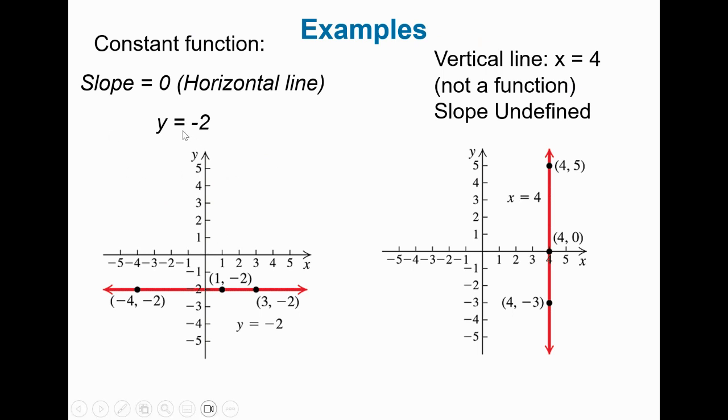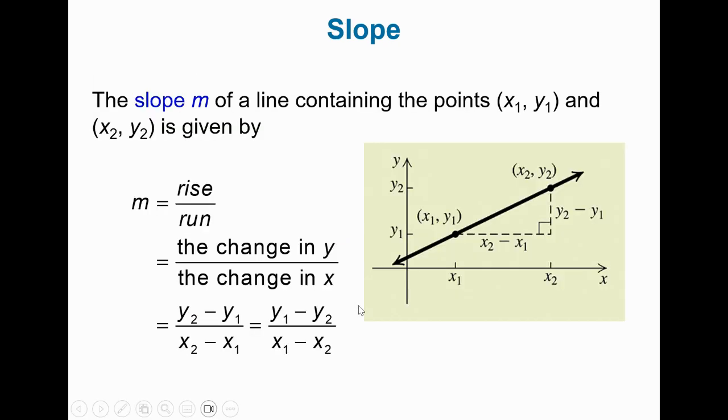Here he's graphing a horizontal line. The slope is 0, and the equation is y equals negative 2, with points 3, negative 2; negative 4, negative 2; 0, negative 2. Next is a graph of a vertical line, which is not a function. The slope is undefined. We're going to find out the slope is undefined because when we calculate the slope, the denominator becomes 0, and anything divided by 0 is undefined. Vertical lines have slopes that are undefined. Horizontal lines have a slope of 0.